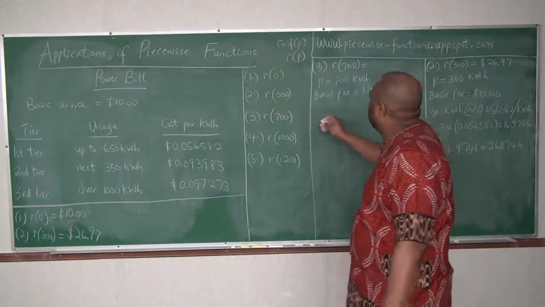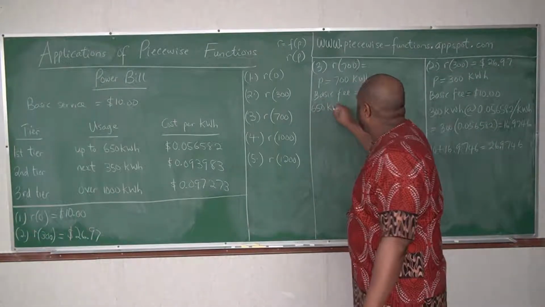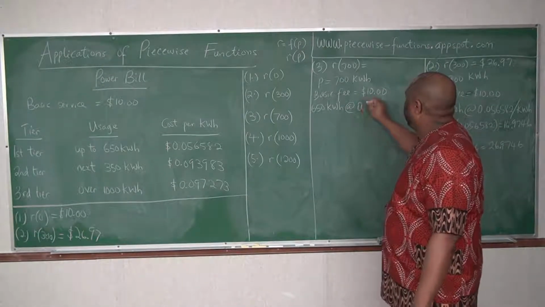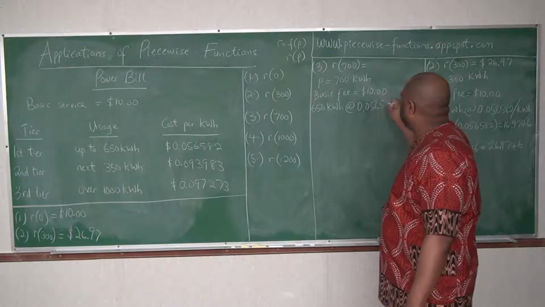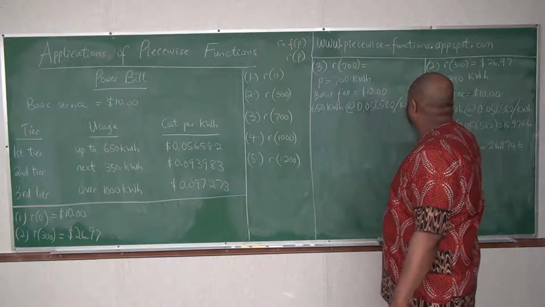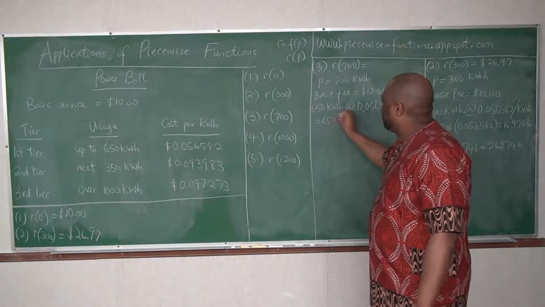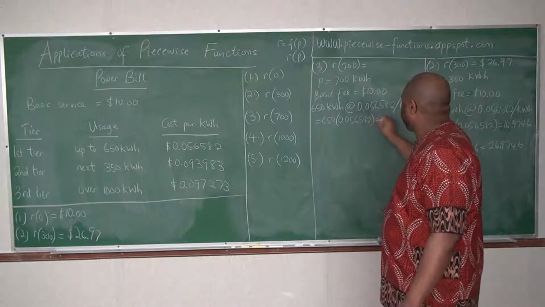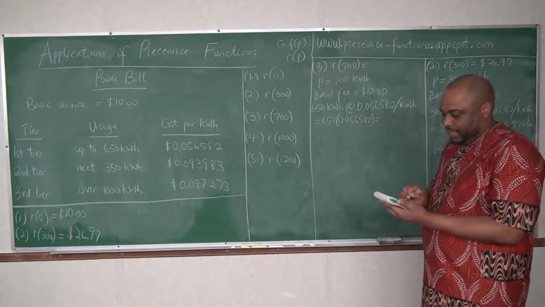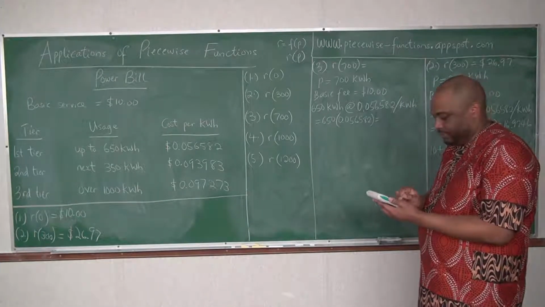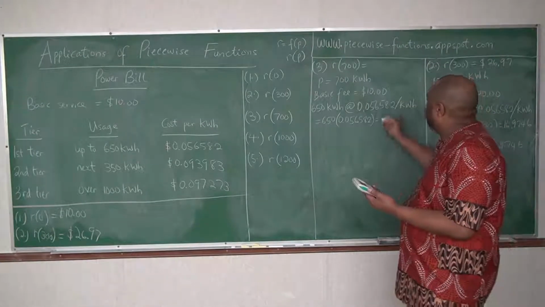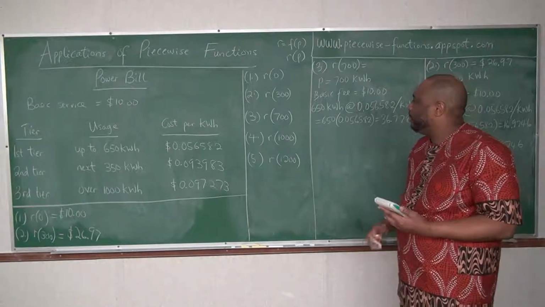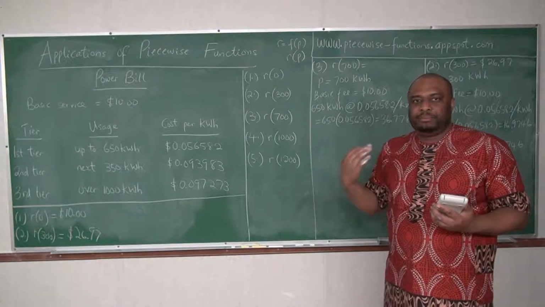Okay, so we first of all do 650 kilowatt hour at 0.05652 per kilowatt hour. So this is 650 times 0.05652, and that gives us 36.7783. Okay. Remember, we are doing the first method, the manual method.